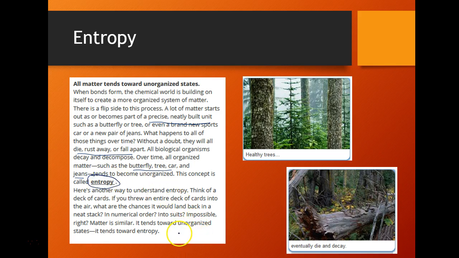Another way to understand entropy is if you think about a deck of cards. If you threw an entire deck of cards into the air, the chances that it would actually land back in one neat stack is pretty much impossible, and matter is similar. Everything in the end tends to go towards an unorganized state, and we call that entropy. An example again would be healthy trees, with lots of chemical bonds that allow this to occur. Eventually, though, all biological organisms will go towards entropy, which is an unorganized state. So eventually it'll die and decay.